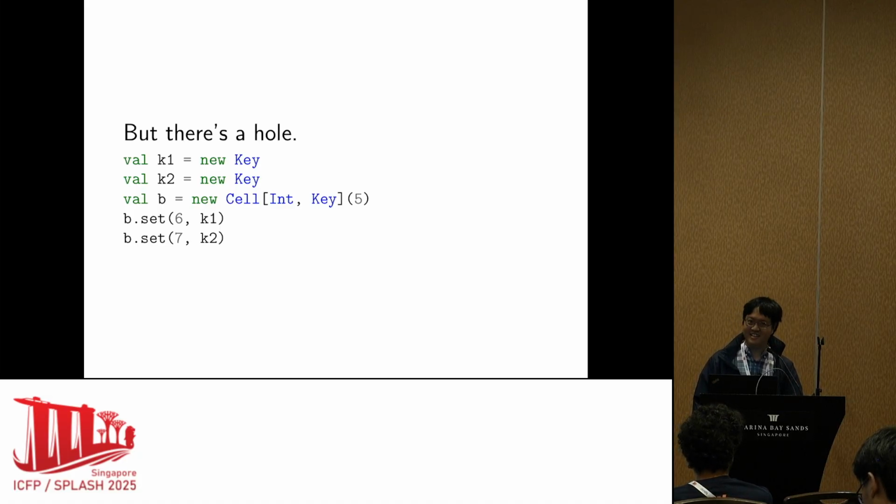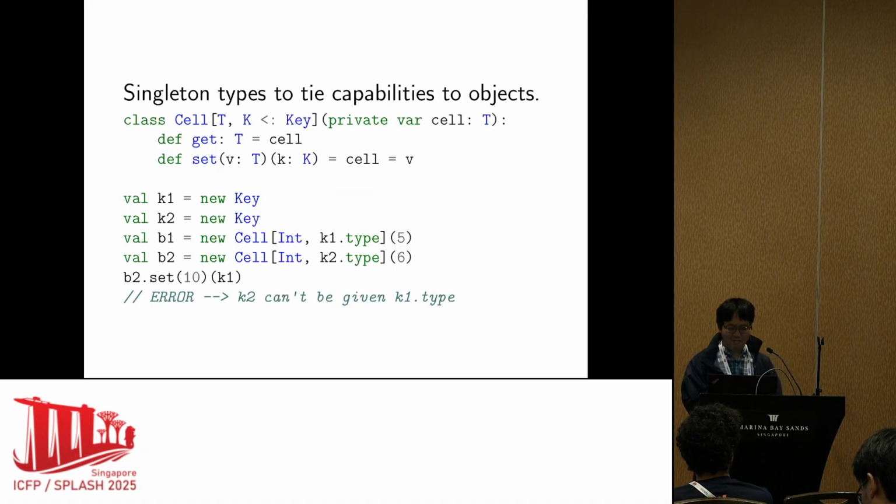Well, like car keys, which are tied to their cars, we want to tie the keys that we generate to the capability, to the object that they're associated with. We can do so with singleton types. I can create two keys and allocate two cells that are tied to those keys uniquely. B1 is associated to K1 because set can only be called with an object of K1.type, and B2 is tied to K2 because set can only be called on K2.type. Then I can't counterfeit my keys.